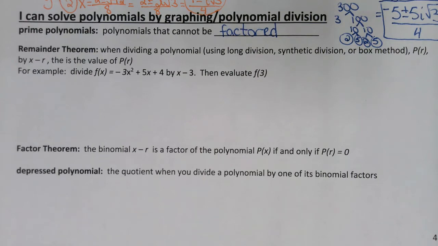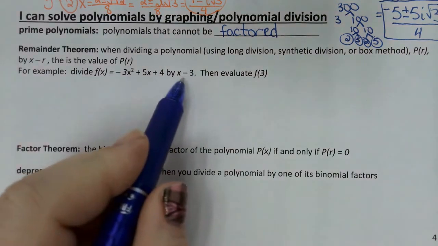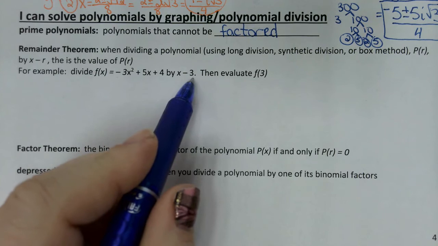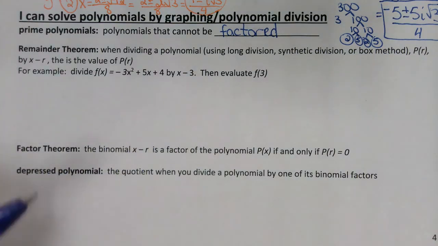The remainder theorem says that when you're dividing a polynomial, that means using long division, synthetic division, or the box method, when you have a factor that's given, then your remainder should be 0. So let's take a look at this polynomial, and we're going to divide it by x minus 3. I'm going to do synthetic division because that should always be your first go-to. It's quicker, and you can get through the problems much more efficiently.